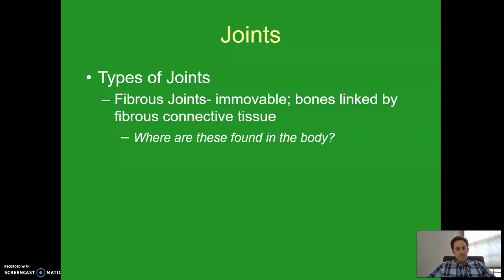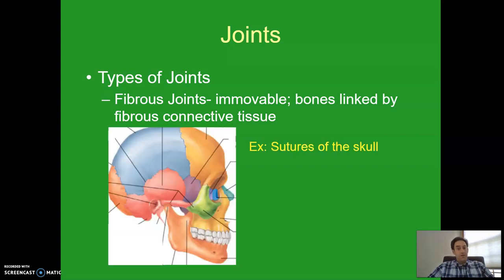Fibrous joints are the first type of joint, and fibrous joints are actually immovable. You can't move them at all, and the bones are linked by fibrous connective tissue. Where can you think of two bones that come together but don't move at all? Did you say skull? Because you're right. The sutures of the skull are an example of this. Every junction of two plates is a fibrous joint.